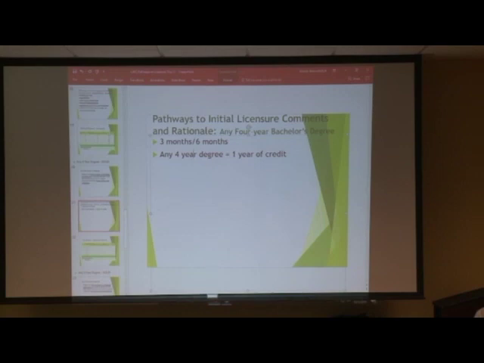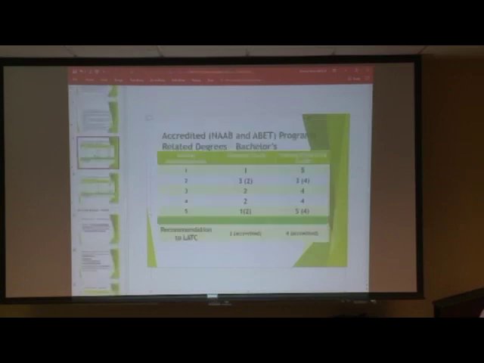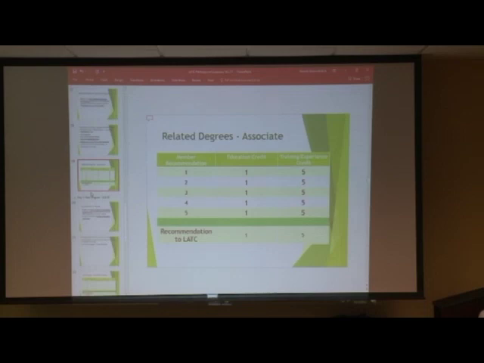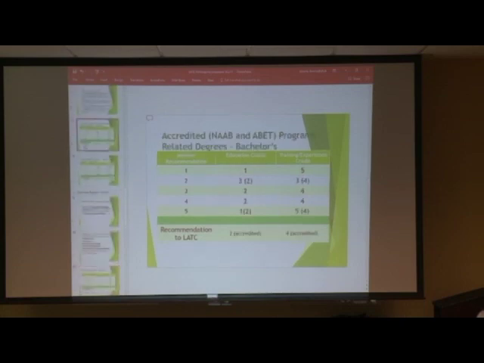If I remember my information correctly here, a related BA degree is 2 for those that are accredited by NAAB or ABET. And then those that are not accredited by NAAB or ABET but are still related to landscape architecture, the recommendation was 1.5 years, right? Yeah. So that's an associate. You need 4 years, a bachelor's equal to a major.